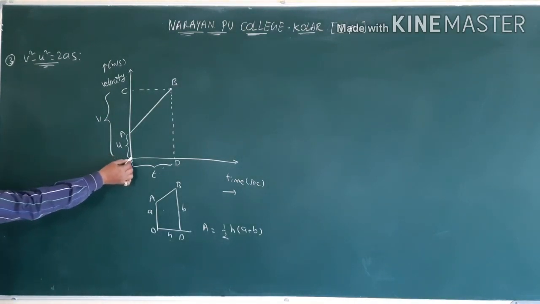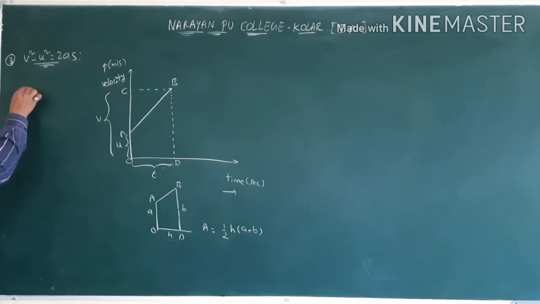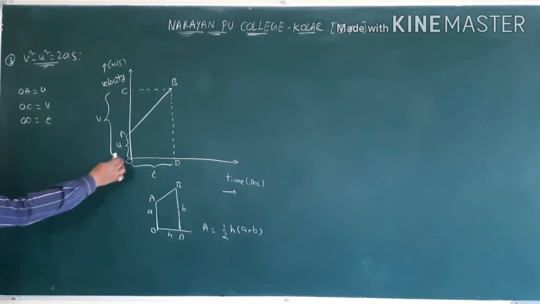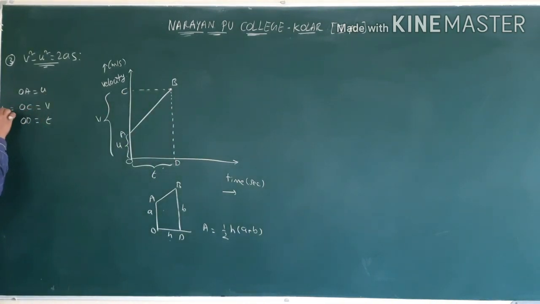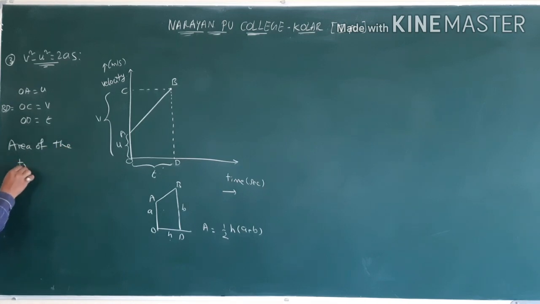Before going to write this, OA. What is OA? U. OC is V. OD is nothing but T. Here OC is equal to BD. That one also you can write. If you don't write it also, no problem. Whenever we write it, it will be helpful. So area of the trapezium.